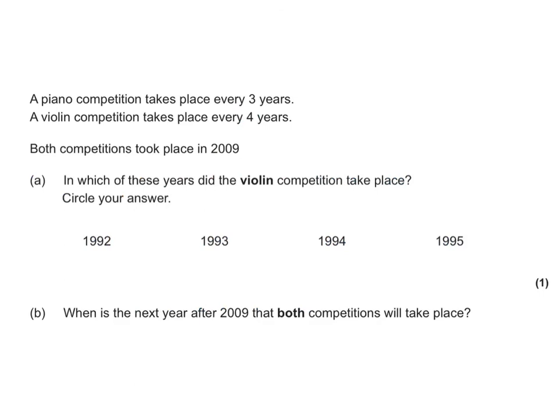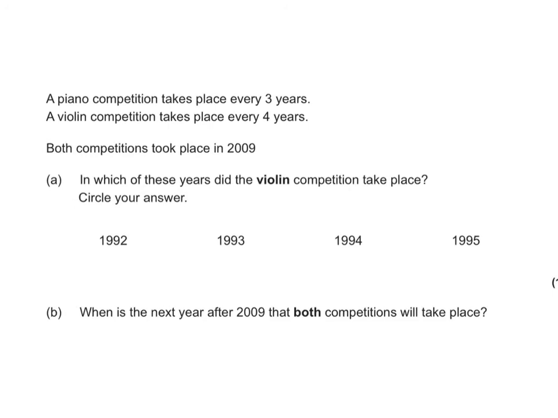This is the final question we're going to look at. Pause the video and have a go now. So this is a bit like the diaries and pencils question, finding a common multiple. A piano competition takes place every 3 years, a violin competition takes place every 4 years, and both competitions took place in 2009. In which year did the violin competition take place?